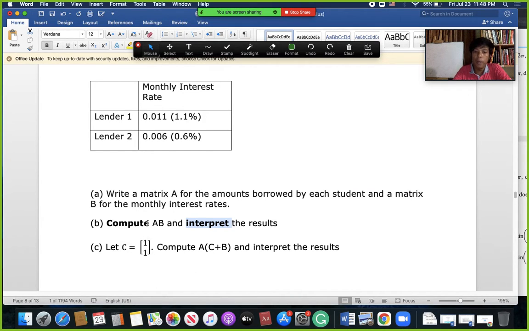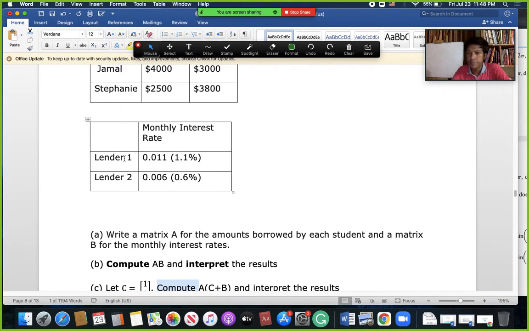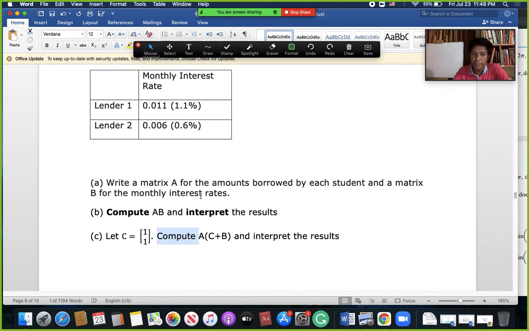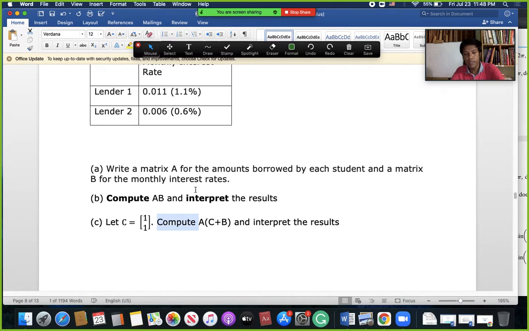Compute and interpret. Compute means do the calculation and write the answer. You will not have to show all the calculation because that will take time. Also, typing takes time, so just the answer is enough. And then what does your answer mean? You will have to write what is the amount of Jamal, what is the amount of Tiffany here. So what is their value, you will have to give. And in this case also compute and interpret. So do not forget about it.